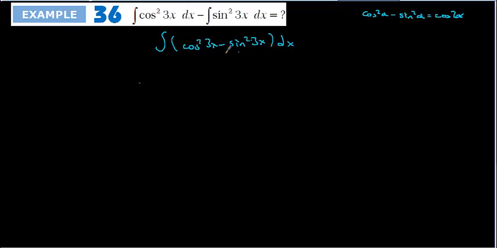So this is going to be equal to the integral of cosine 2 times 3x dx, the integral of cosine 6x dx. The integral of cosine is sine, and 1 over 6, the coefficient of the x, so 1 over 6 sine 6x plus c is going to be the answer.